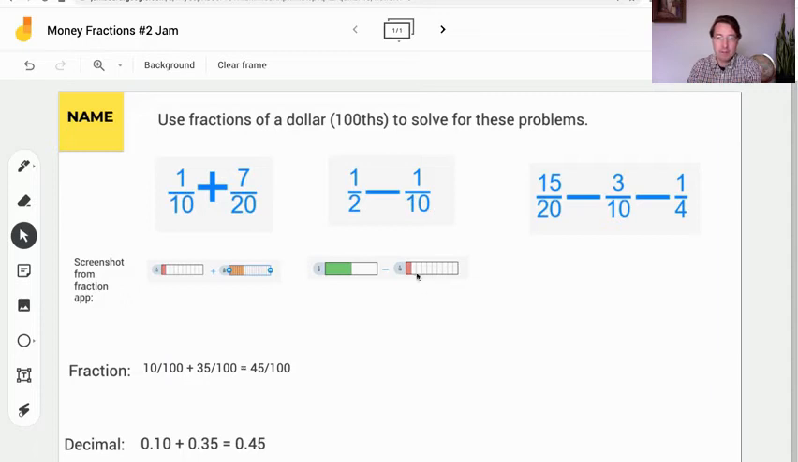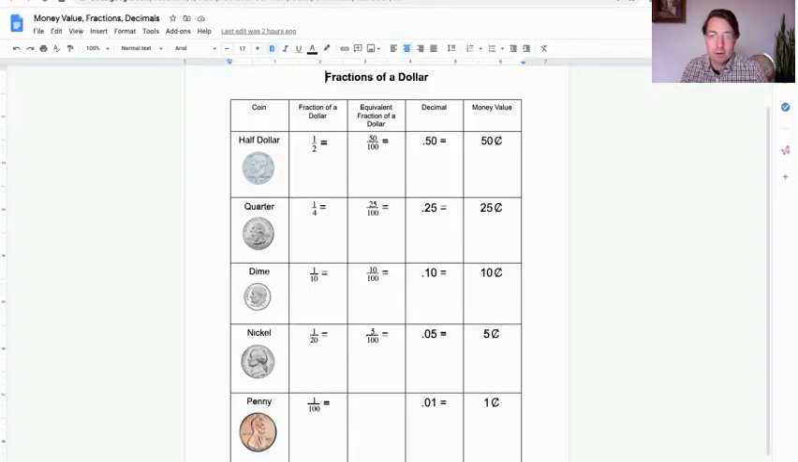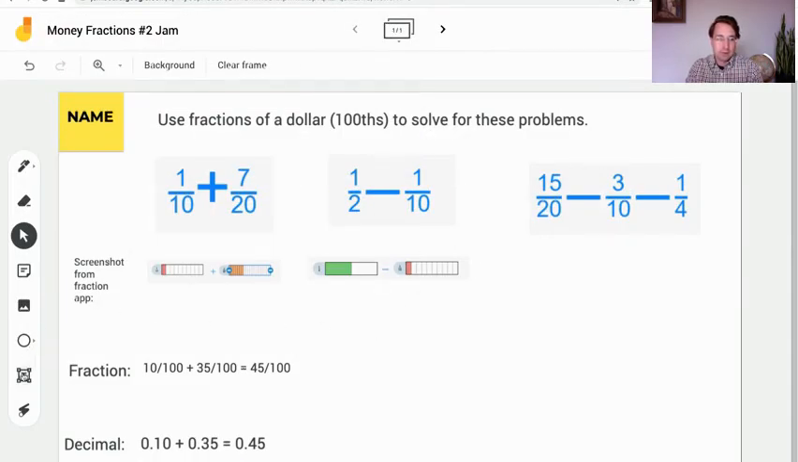1/2 minus 1/10. Well, let's think about it. What coin is 1/2? That's our half dollar here. 1/2. We know that half of a dollar is 50 cents. So 50 100ths. Let's go ahead, take our text box. 50 100ths. And then we're going to subtract 1/10, which we actually already did previously. We know that 1/10 is a dime, 10 cents, or 10 100ths.